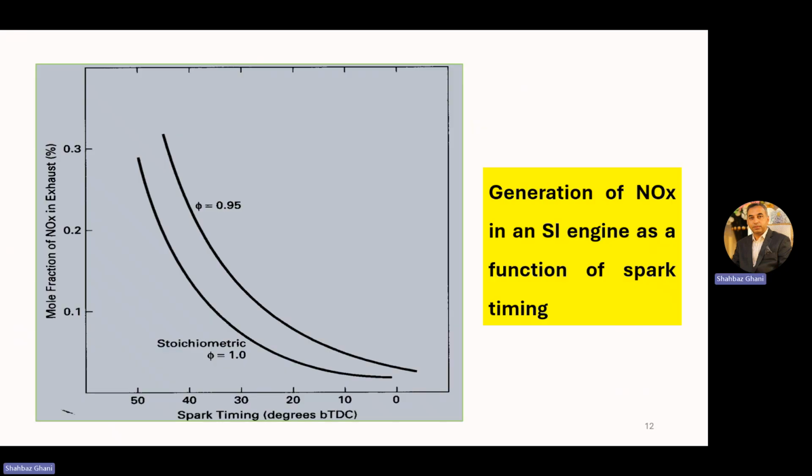The generation of NOx in an SI engine as a function of spark timing. On the x-axis we have spark timing in degrees before TDC: 50 degrees before TDC, 40, 30, 20, 10 and so on. And this is the mole fraction of NOx in the exhaust in percentage: 0.1, 0.2 and 0.3. When phi is 0.95, we have higher NOx, and when the equivalence ratio equals 1, then we have less NOx.